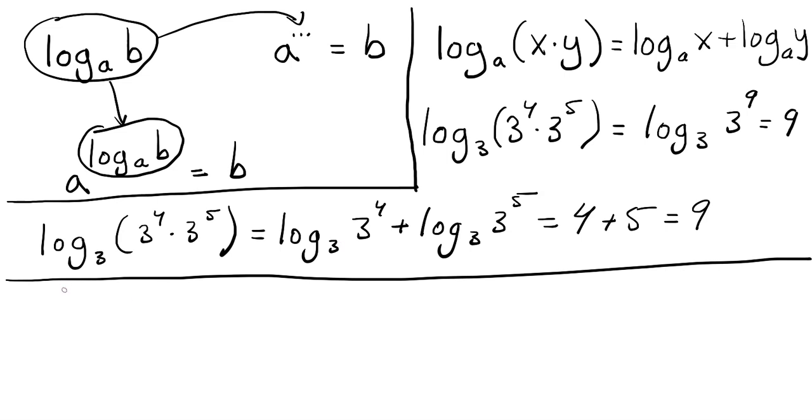Another rule: instead of a product, we can also have a division, or the quotient. So if I have two numbers, x divided by y. If I have a division here instead of a product, then the rule is the same, but I will have a minus sign in between instead.